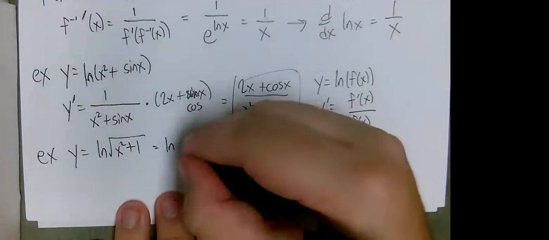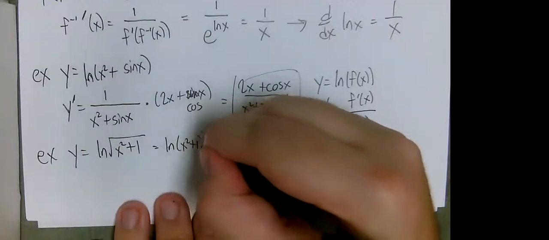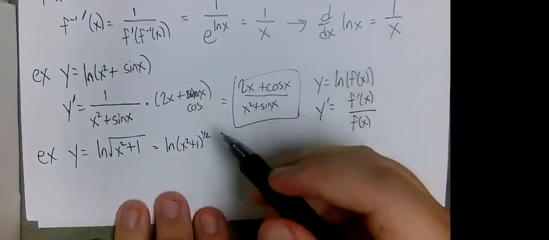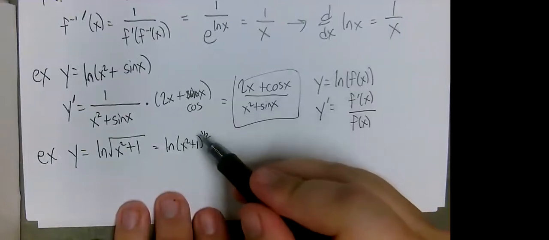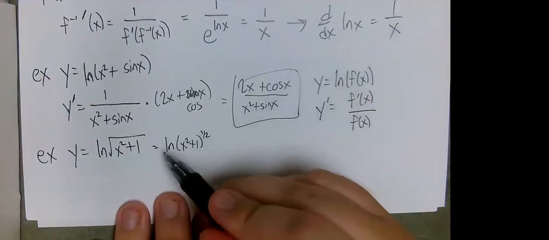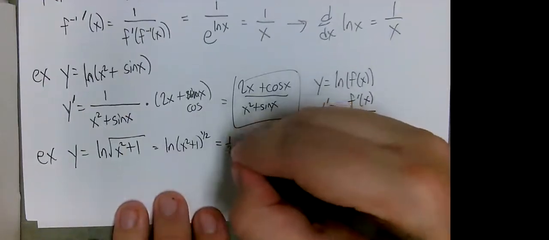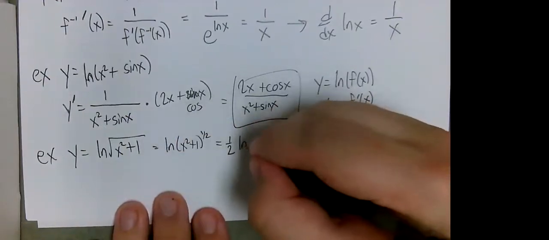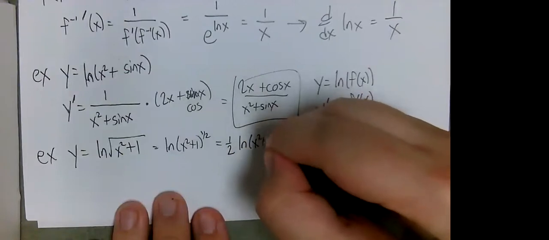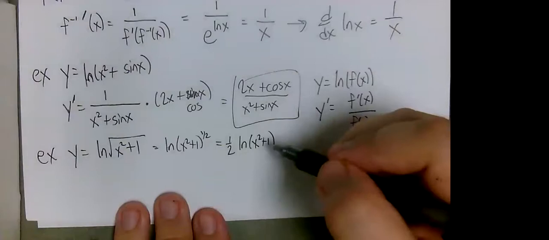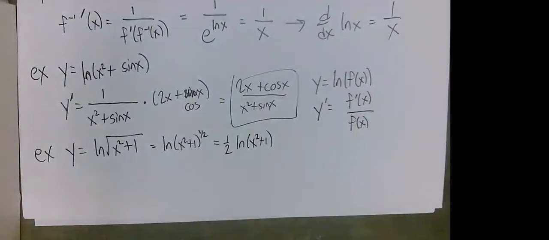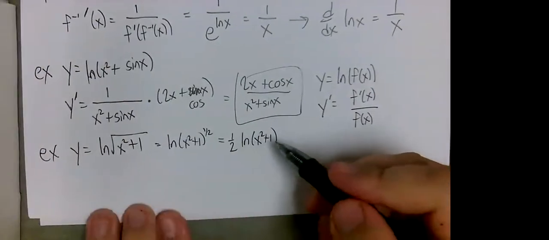Remember that the square root is the 1/2 power. Now, if we have a power of something inside of a log, that can turn into the coefficient at the front of the log. This 1/2 can move to the front, and we have ln of x squared plus 1. But notice we haven't done any calculus yet, we've just used log rules. And I emphasize, whenever you can use log rules, it's an excellent idea to do so. It typically simplifies things greatly.